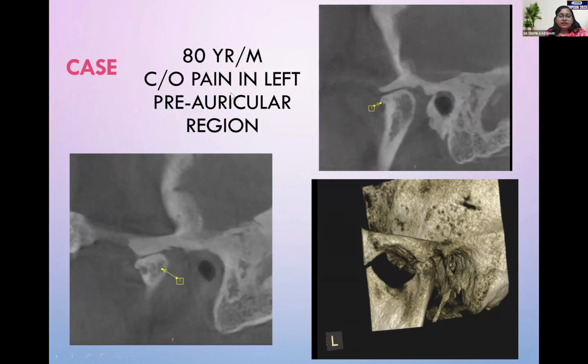This 80-year-old male patient complained of pain in the left preauricular region. We can see here flattening and erosion of the articulating surfaces of the articular eminence and of the mandibular condylar head. Then an osteophyte is also seen. Subchondral pseudocysts are also noted. So actually this is a case of degenerative joint disease.